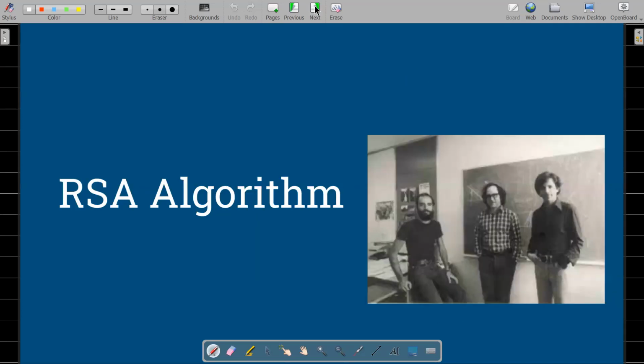And now we are almost at the RSA algorithm. So this is a picture of those 3 persons, Rivest, Shamir, Adleman. And I don't know who is Rivest, who is Shamir. So Rivest, Shamir, and Adleman. They were all 3 from MIT, and they were friends. Rivest and Shamir were the computer scientists, and Adleman was the mathematician.